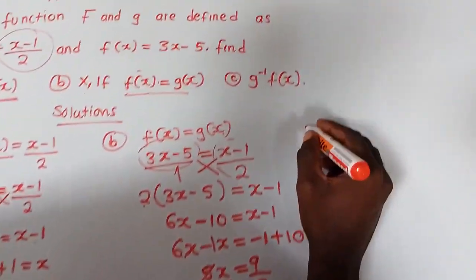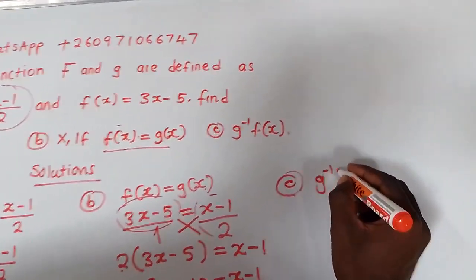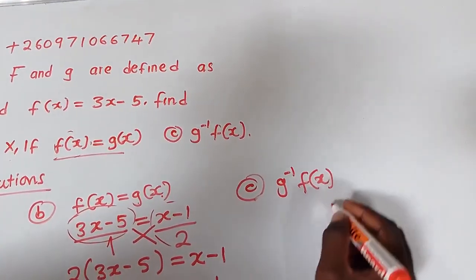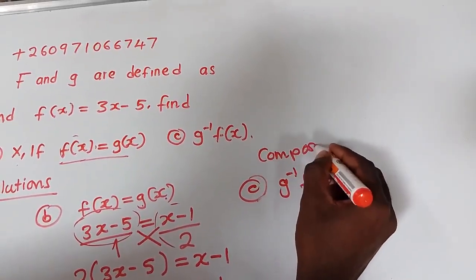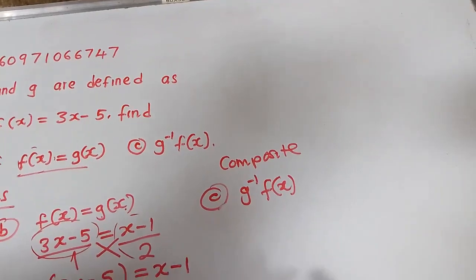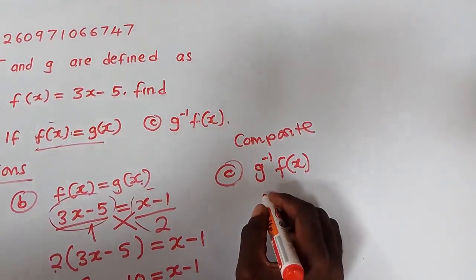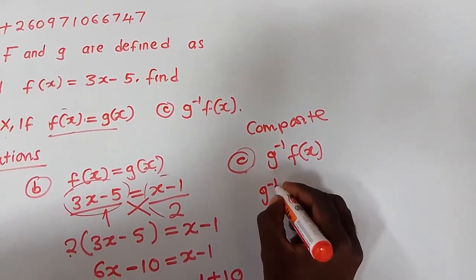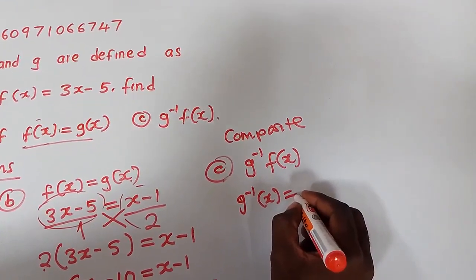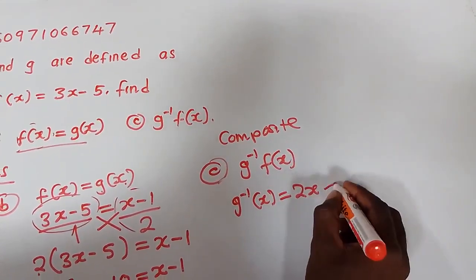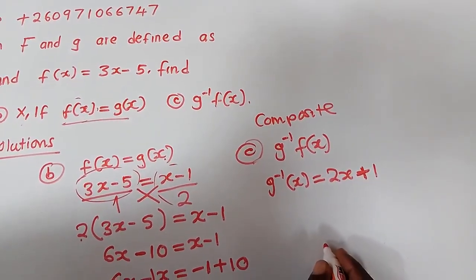So let us go to the last one now, C. So C, you are told to find g inverse of f of x here. So these are what we call composite functions, where you combine two functions. So you are going to start with g inverse. So g inverse of x is equal to, we found this one, the answer was 2x plus 1. So that was the answer.